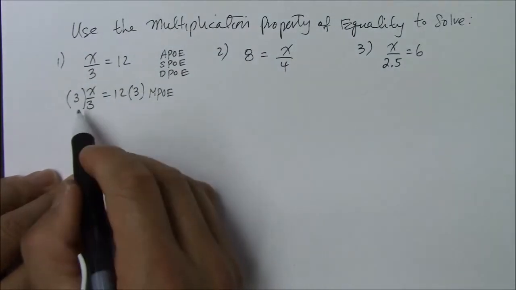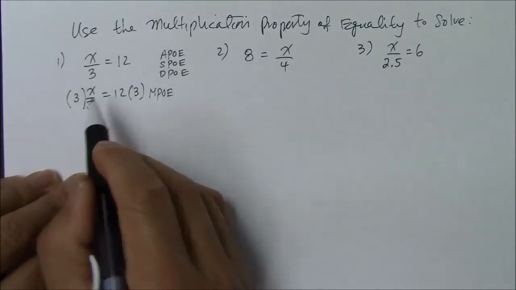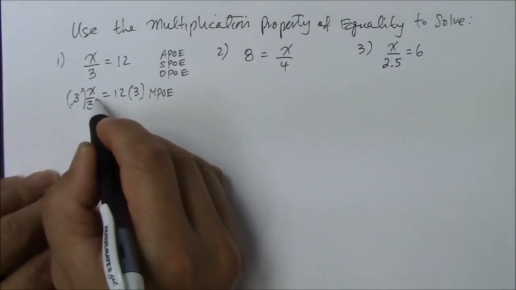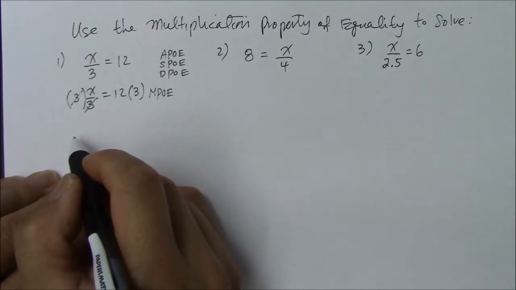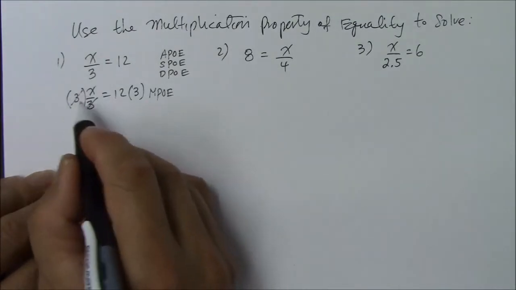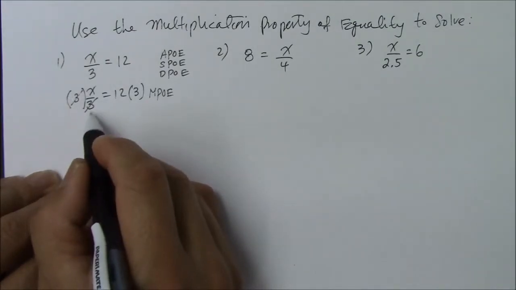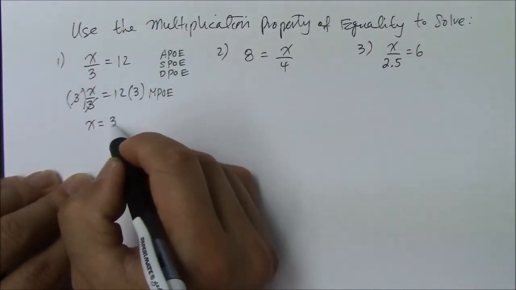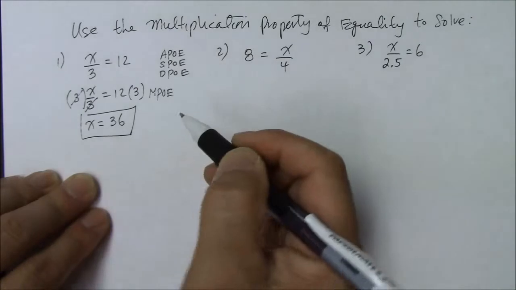In this case, when you multiply 3 to both sides of the equation, the whole number that you're multiplying will reduce the denominator 3 that's already there. In the past, you call that cross-canceling. So the only thing that remains is the x on the left. On the right, 12 times 3 is 36. And that's going to be your answer.